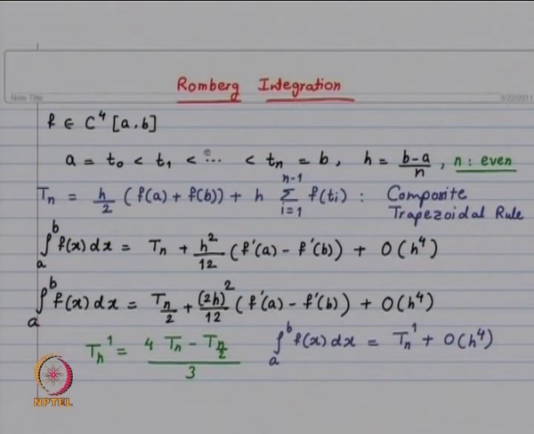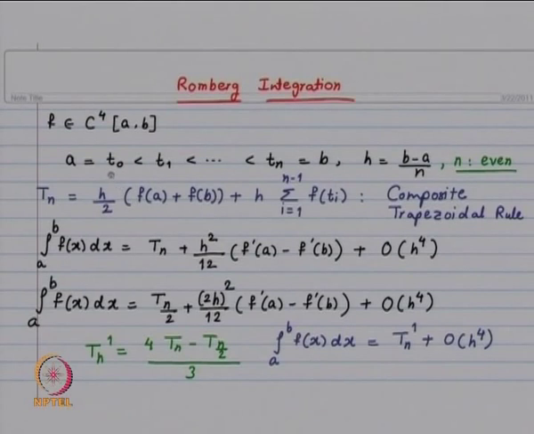In the corrected composite trapezoidal rule, when we remove or get rid of the term h square, that is the first step of Romberg integration, and that first step gives us Simpson's integration. So, our function f is 4 times continuously differentiable. We look at a uniform partition of interval a b. So, t 0, t 1, t n, these are equidistant points, h is the length of a subinterval which is going to be b minus a by n, and in addition let us assume that n is even.